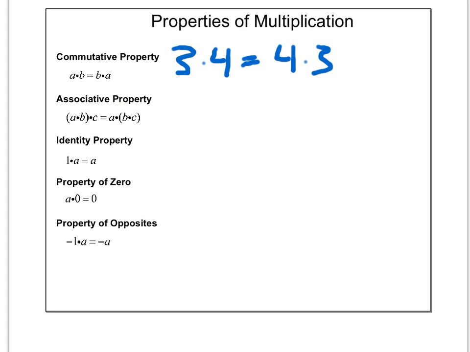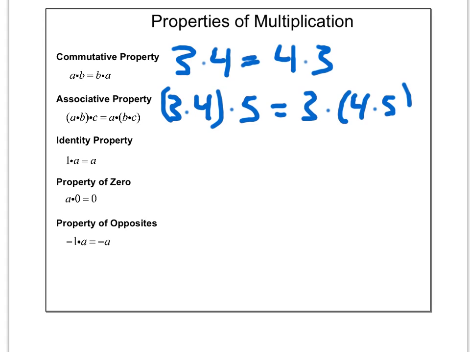The associative property says that I can group things differently, okay, and still get the same answer. So I can have a problem like this, and a problem like this, and get the same answer. Well, in this problem here, I should do 3 times 4 first, because it's in parentheses. Over here I should do 4 times 5 first, because it's in parentheses. The associative property says it doesn't matter which way you do that.